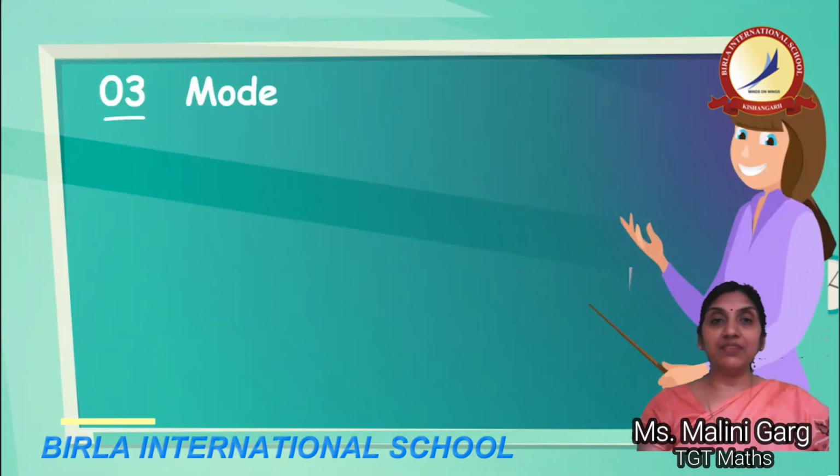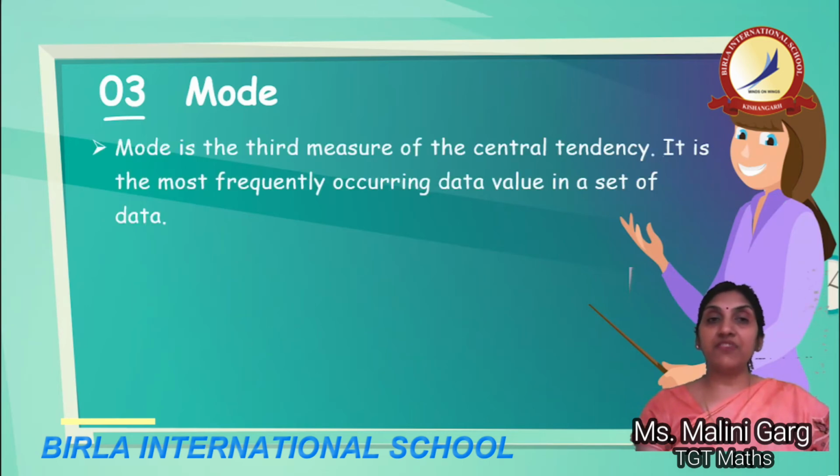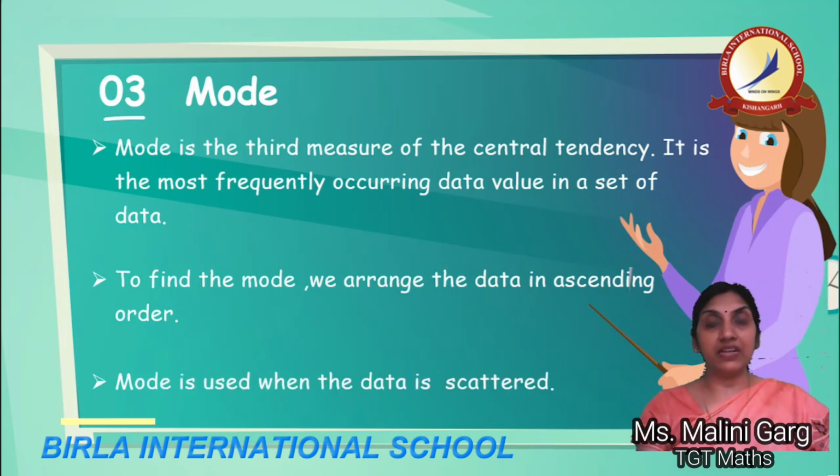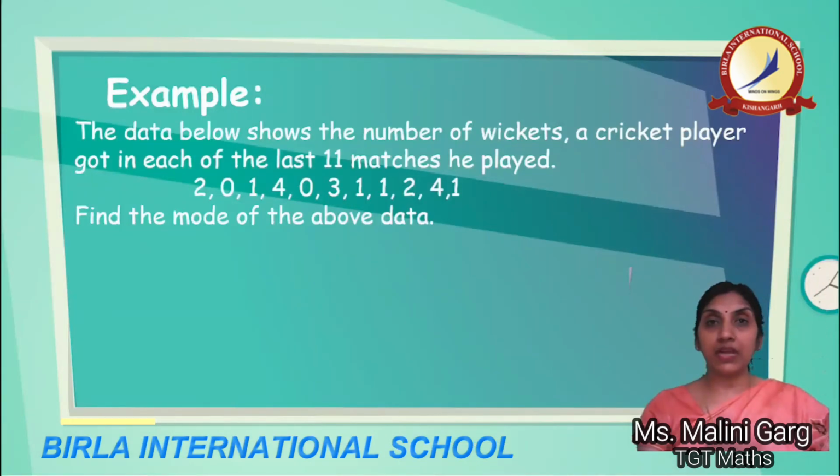Now, let us see the third measure of central tendency, which is called mode. It is defined as the most frequently occurring data in a set of data. To find the mode, again we need to arrange the data either in ascending order or in descending order. It is used when the data is scattered. Now let us see how to calculate mode with the help of an example.